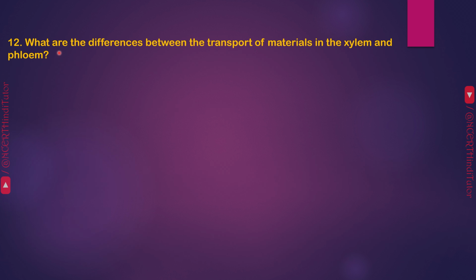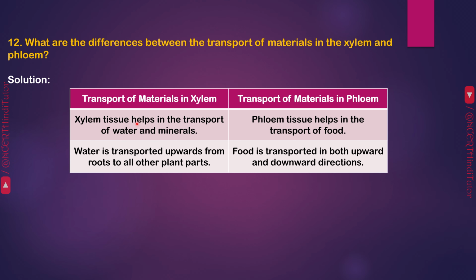Question 12. What are the differences between the transport of materials in the xylem and phloem? Answer. Xylem tissue helps in transport of water and minerals. Phloem tissue helps in the transport of food. Water is transported upwards from roots to all other plant parts. Food is transported in both upward and downward directions.